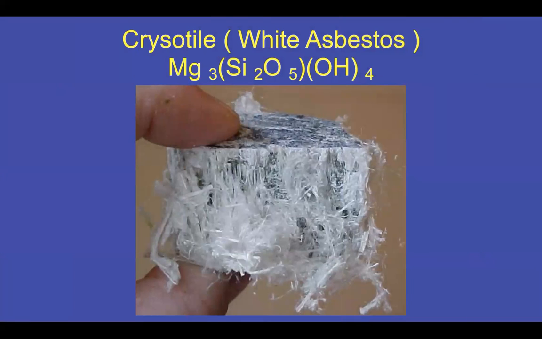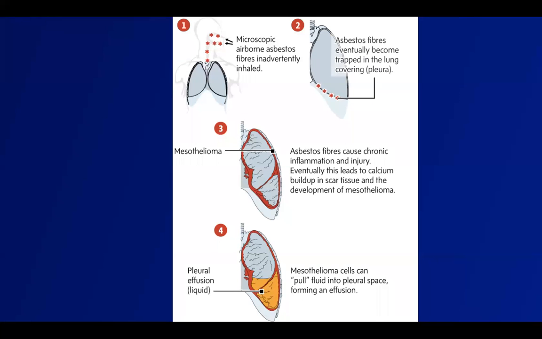Chrysotile is white asbestos, and it looks like this, as you see here. If you are a person like me who wants to learn the chemical formula of the material, this is the chemical formula. This is totally inorganic. There are no carcinogenic properties in this material. So why does asbestos cause mesothelioma?